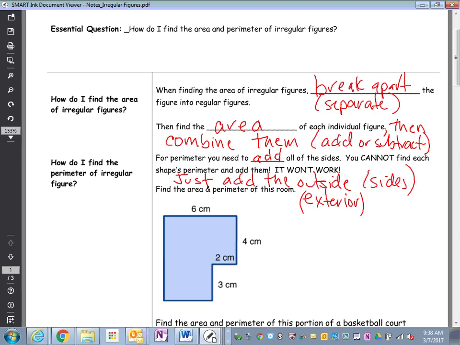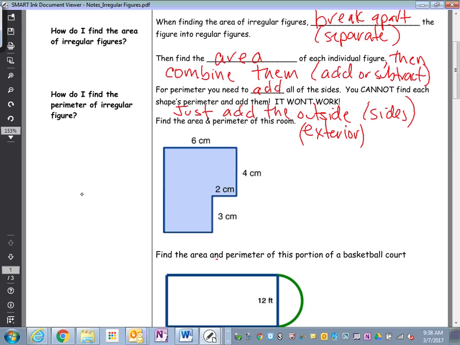All right, so let's look at this irregular figure here. Somebody tell me what they see. Caleb. I see a rectangle and a square. You spy a rectangle and a square? Yes. All right. Two rectangles? Anybody else see anything differently? All right, so two rectangles.